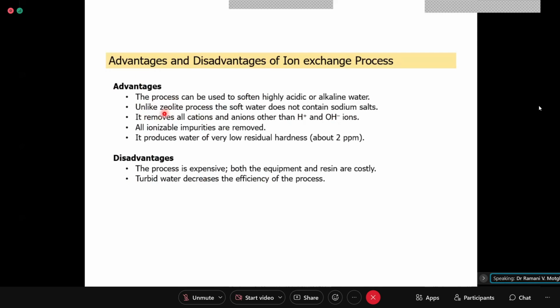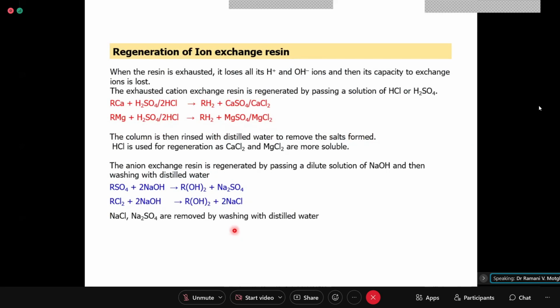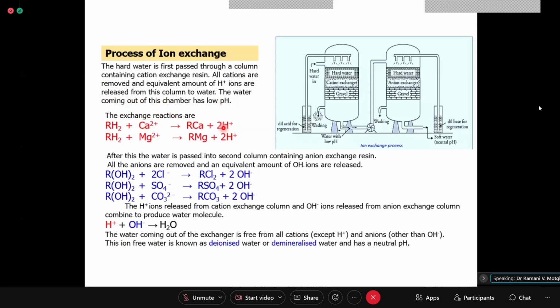Yes. Madam, do they ask for the diagram in the exam? You have to draw the diagram and write the reactions. If the ion exchange process is asked, you have to write these reactions as well, because this is half of the process, right? This is the softening run, but the softening run is incomplete if you don't write these reactions, and you will get half the marks.